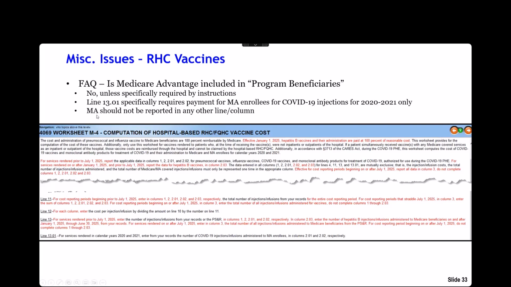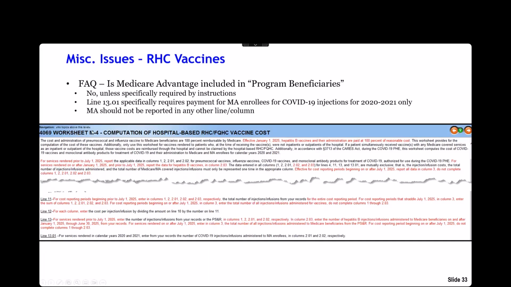So that implies that MA should not be in any other line or column because there's no other line or column with that type of instruction. If by default they were to be included, there would be absolutely no reason for line 13.01 to be there. That's only needed because it's a non-standard treatment.